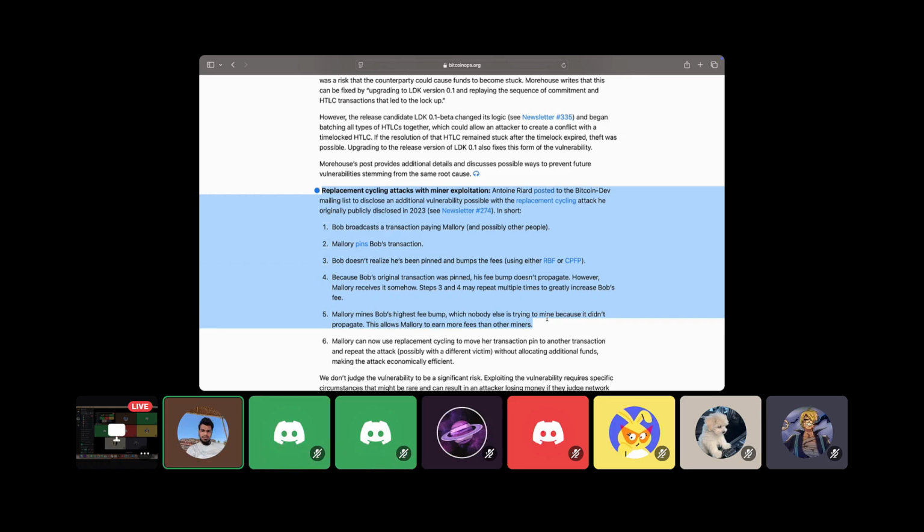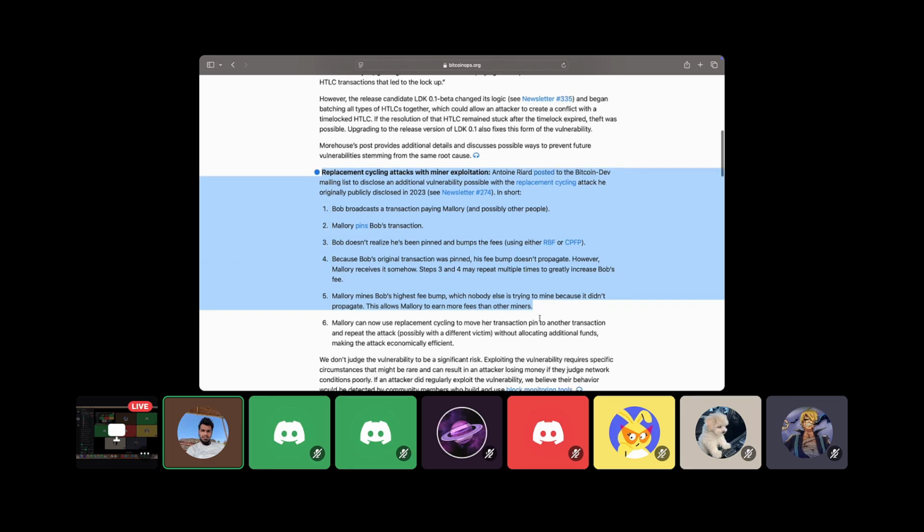Steps 3 and 4 may repeat multiple times to greatly increase Bob's fee. Mallory mines Bob's highest fee bump, which nobody else is trying to mine because it doesn't propagate. This allows Mallory to earn more fees than other miners.